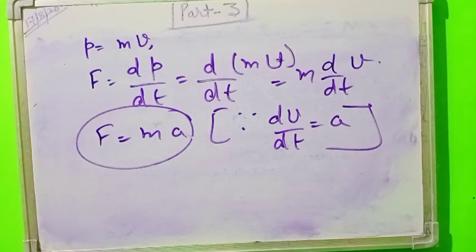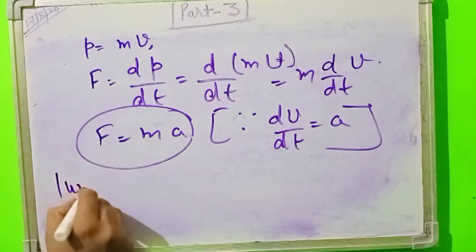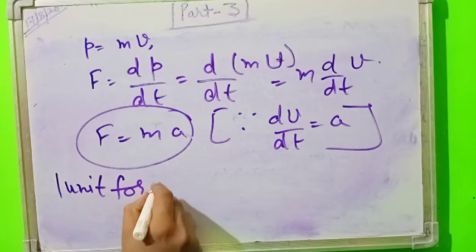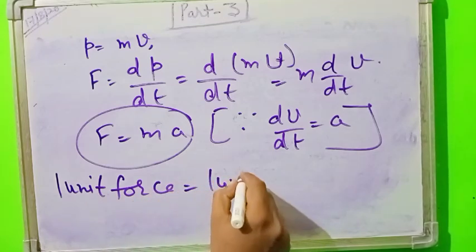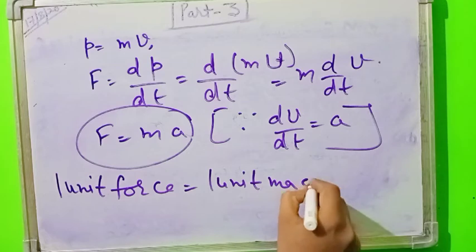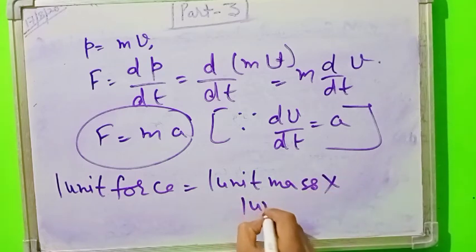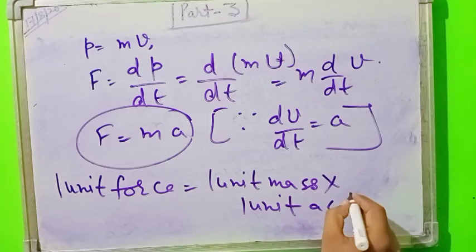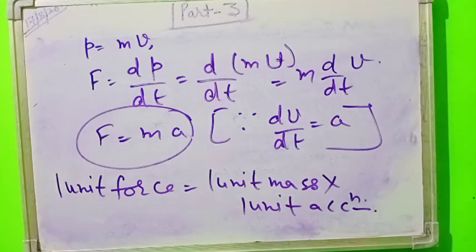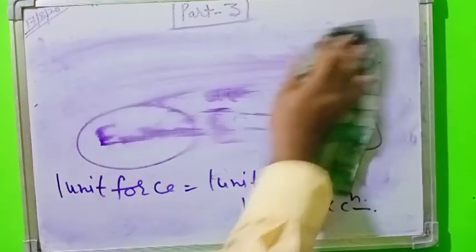Now, 1 unit force is equal to 1 unit mass into 1 unit acceleration. 1 unit force is equal to 1 unit mass into 1 unit acceleration. So how can you define 1 unit of force?